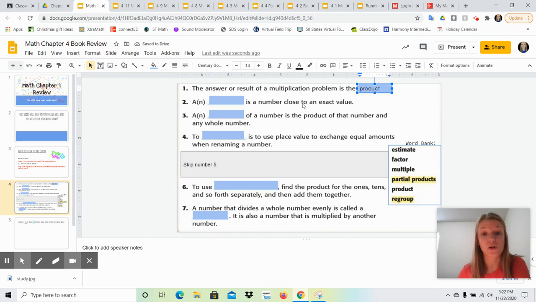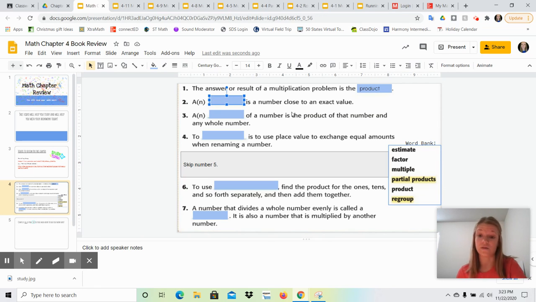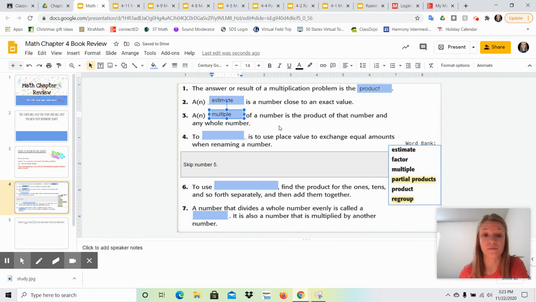A blank is a number close to an exact value. So when I see that close to an exact value, I think of having lots of zeros. So that means I rounded. What's another word for rounding? Estimating. Okay, a blank of a number is the product of that number and any whole number. Okay, we've had this one probably on the last 2 tests. This one is when we take a number and we multiply it by 2 and 3 and 4 and 5 and keep going, we're finding the multiples of that number. So this one's a multiple of a number.